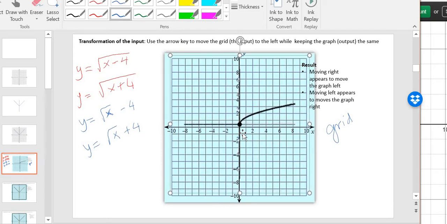So now let me center this before we do the movement that we need to do. I'm trying to center this. All right, I think it's centered enough. So now let's do the first input transformation.